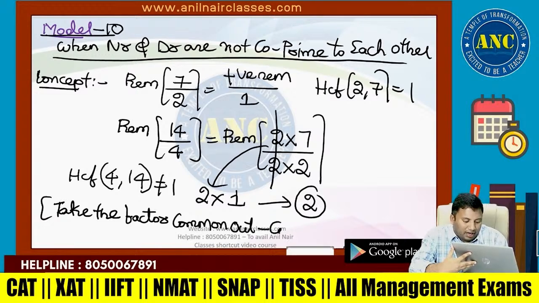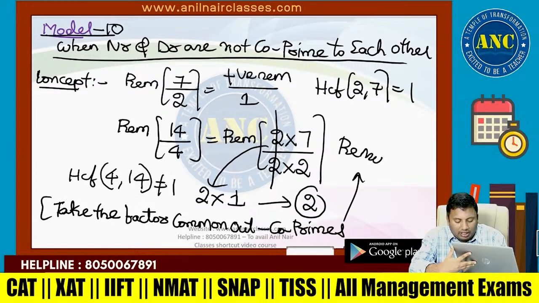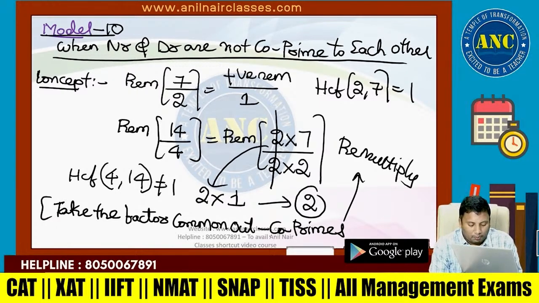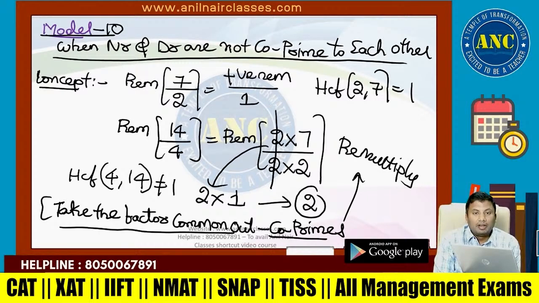Do it for coprimes and then remultiply. Take the factor common out. Do the answer for coprimes and remultiply. Take the factor common out. Find out the coprimes and remultiply.